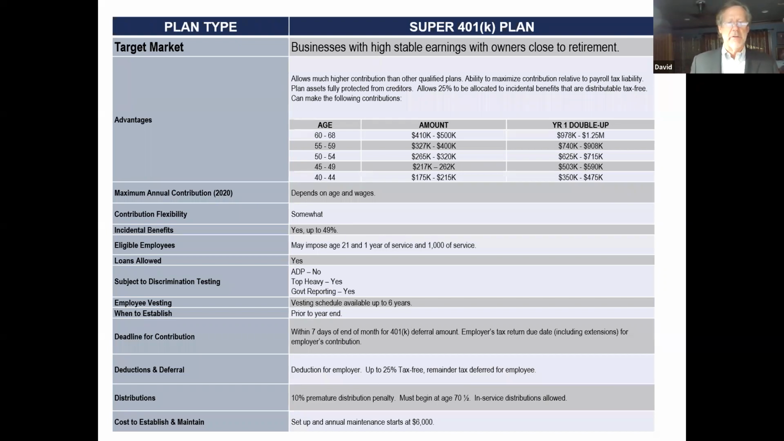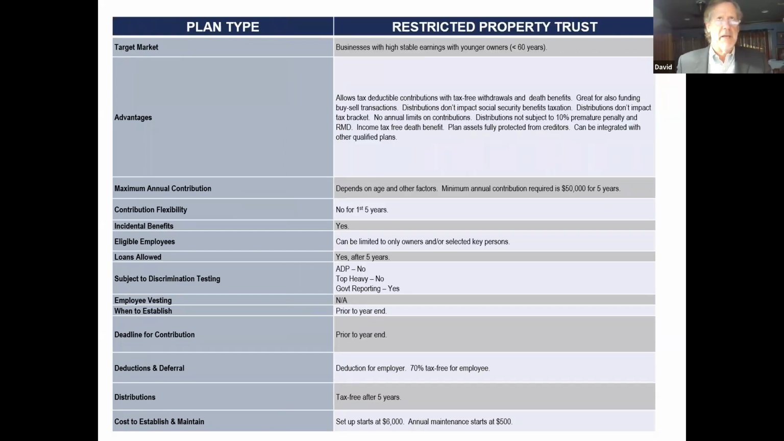The next plan on here, which is one that's become very popular, is what's called a restricted property trust. These have been around for 20 some years. But why people like this is that it's another potential triple threat in that it allows a business owner or a self-employed physician or 1099 physician to put in an amount of money that's 70% deductible. And then that money grows tax-free, just like a Roth IRA or a health savings account, and the withdrawals are made tax-free as well. So it is what I call a triple threat as well.